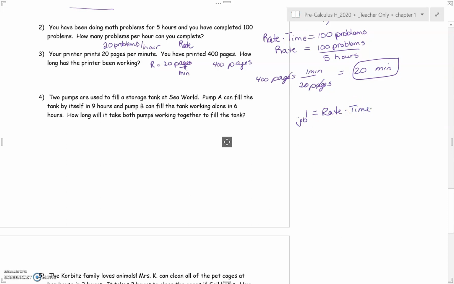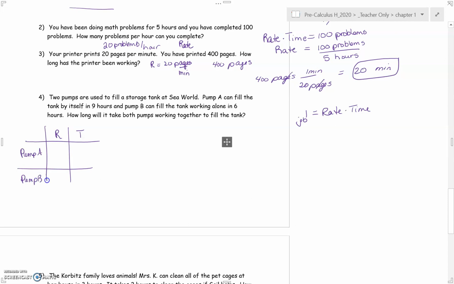Two pumps are used to fill a storage tank at SeaWorld. Pump A can fill the tank by itself in 9 hours, and Pump B can fill the tank working alone in 6 hours. How long will it take both pumps working together to fill the tank? Well, the first thing you might want to do is make a table. We have rate, we have time, we have Pump A and Pump B.